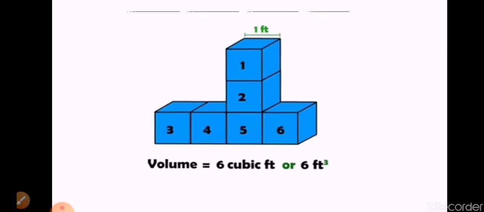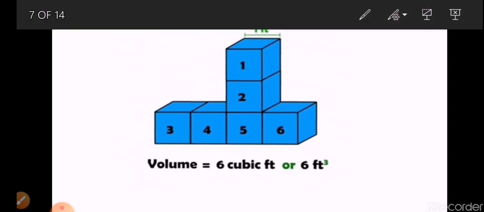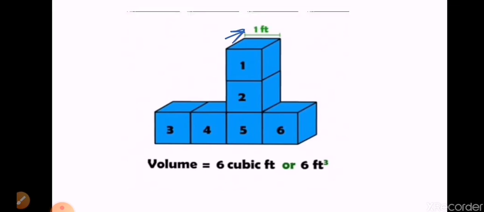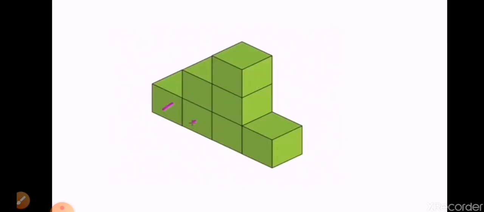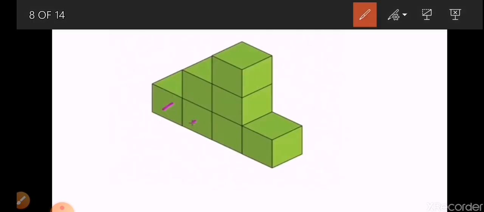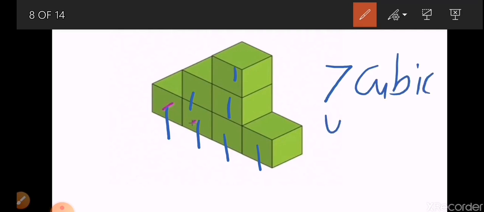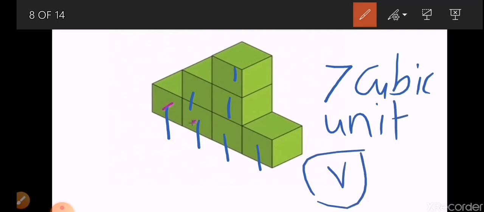Let's see this one. Also I will count how many cubic units, then write my volume. We have here in all 6 cubic units, so it's 6 cubic feet because they told you that it's in feet. Let's see another one. Here this one, come on, can you do it with me? 1, 2, 3, 4, 5, 6, 7. So it's 7 cubic units. What is the 7 cubic units? It is my volume. So the volume here is 7 cubic units.